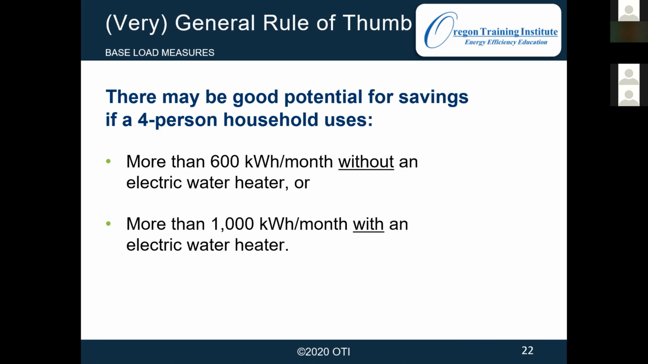So this really generalized rule is just giving us an indication of when we should be focusing on saving on base load. If they're using more than 600 kilowatt-hours per month without an electric water heater, or if they do have an electric water heater, if they're using more than 1,000, because a water heater is going to use a lot. But also if their percentage of usage is high, then that can be worth going after too.